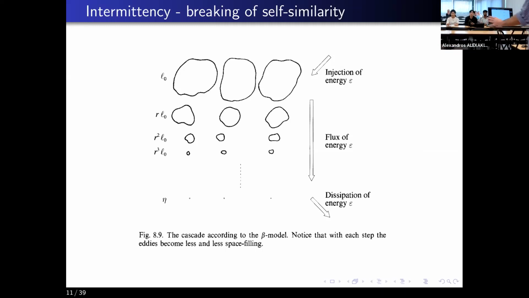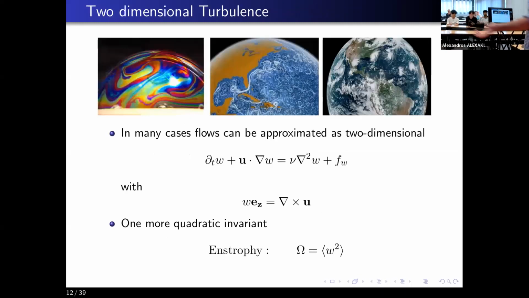Okay, so that's the status of what I can present in 5-10 minutes of what happens in three-dimensional turbulence. How about two-dimensional turbulence? We live in 3 dimensions, but in many cases, the flow can be approximated as 2-dimensional. The flow in a soap film is a very good example of that, but also the oceans and the atmosphere, to some approximation and for some scales, can be modeled as two-dimensional turbulence.